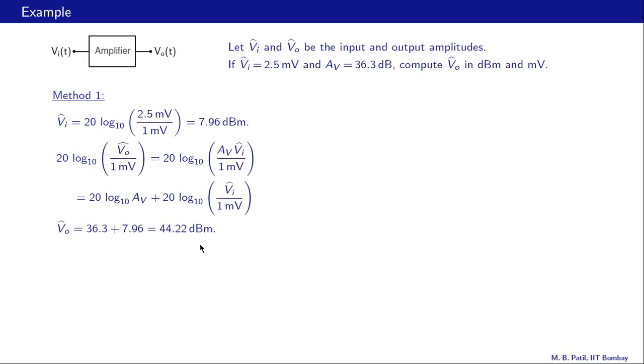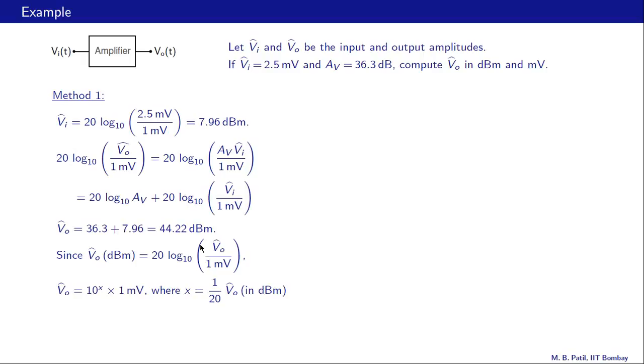Now we want to get it in millivolts. We know that Vo cap in dBm is nothing but 20 log to the base 10 Vo cap divided by 1 millivolt. So from this we can get this inverse relationship, that is Vo cap equal to 10 raised to x times 1 millivolt, where x is 1 by 20 times Vo cap in dBm. You should verify that this indeed follows from this definition. And then we are all set. We can now find Vo cap in millivolts. So the answer turns out to be 162.5 millivolts.